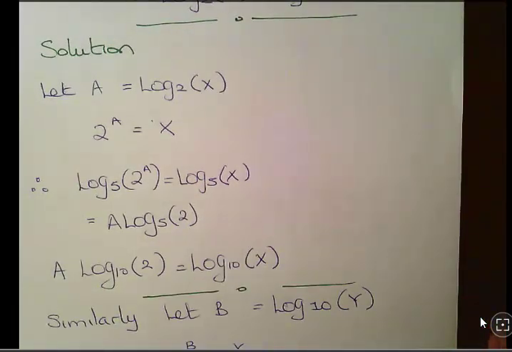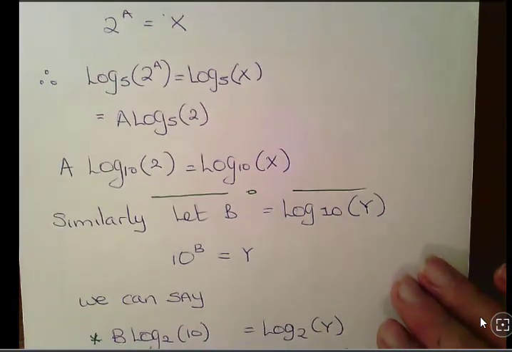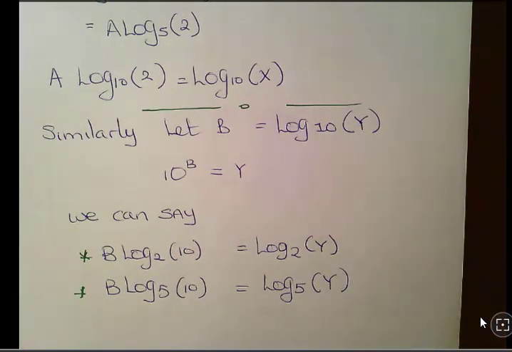Now I'm going to cut to the chase. I'll speed this up a little bit. I'm going to do something very similar for the b. Let b equal log of y to the base 10. 10 to the power of b is equal to y, and therefore we can say that b times log of 10 to the base 2 equals log of y to the base 2, and b times log of 10 to the base 5 is log of y to the base 5. That's just using those very simple identities.